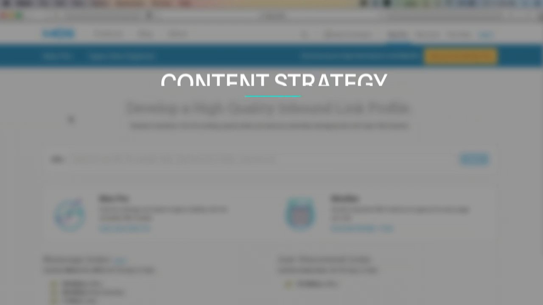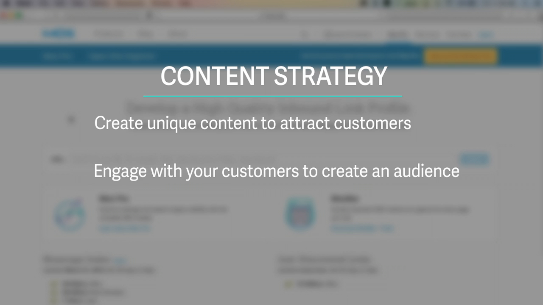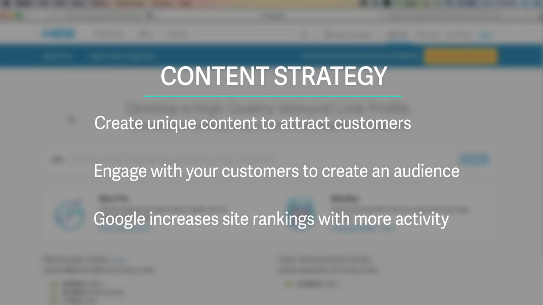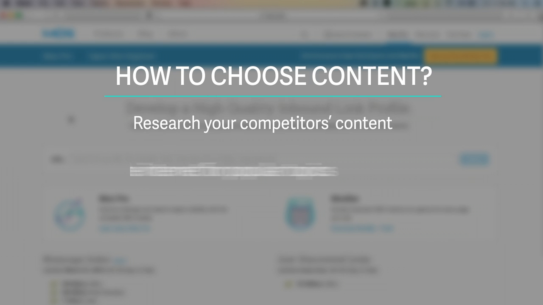We're really talking about a content strategy here, which is anything that can help you get people to visit your site and also keep them on your site. Get them reading, get them interested, get them sharing with their friends. All of these are signals to Google that your site is a great site and one that they should be ranking better. So how do you choose the content that you're going to share with people? I'm going to focus today on competitor research and also mining for topics.